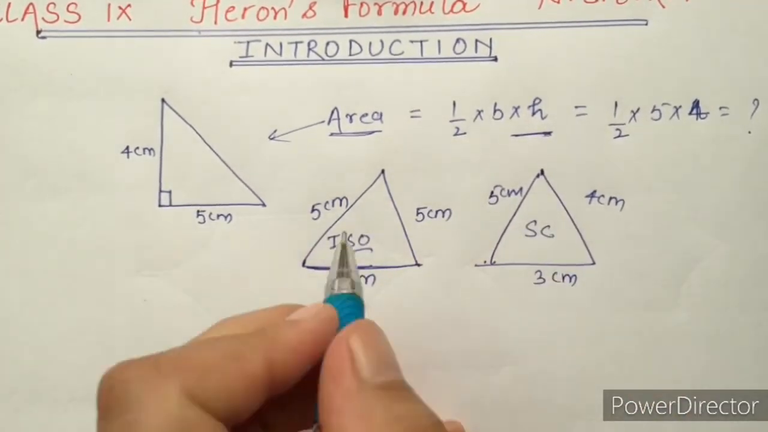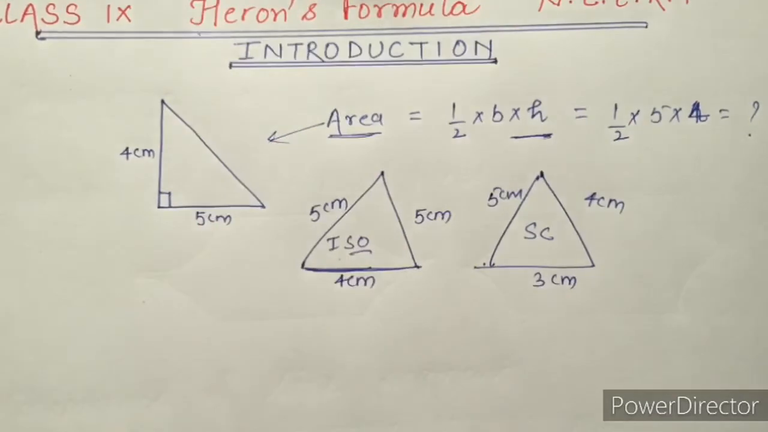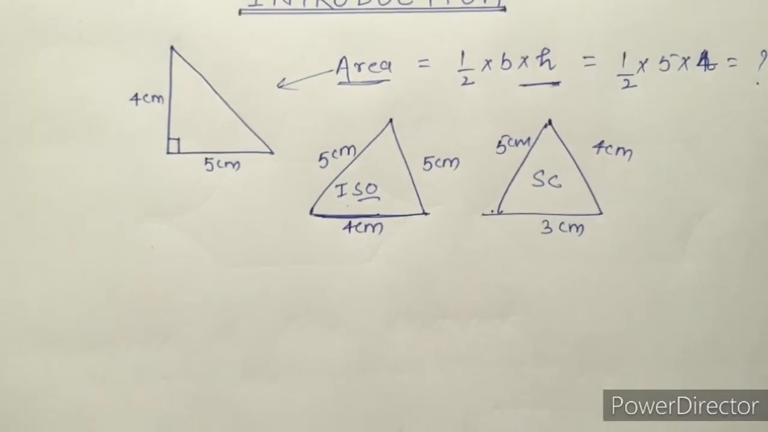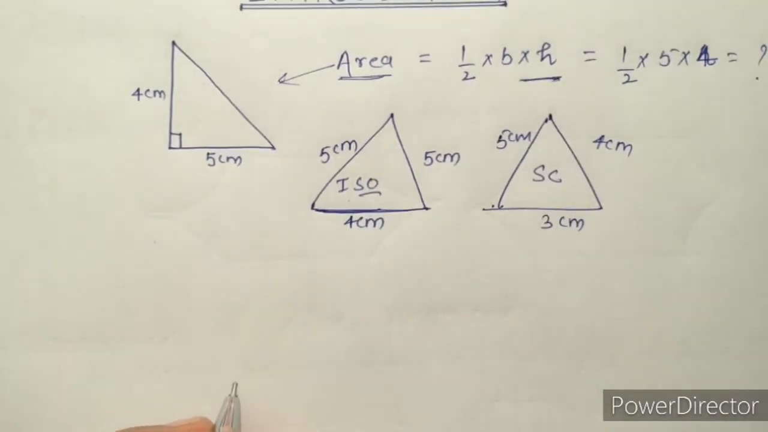So students, for finding the area of such kinds of triangles, we are using Heron's formula. And I have just a very brief description about the mathematician. The name of the mathematician who introduced this formula was Heron, and he was probably from Alexandria in Egypt. Okay, he has given this formula. Fine. Now students, we will be discussing how we can find the area of an isosceles triangle.